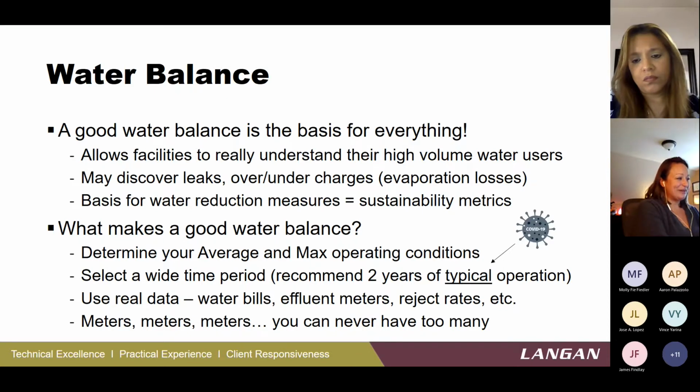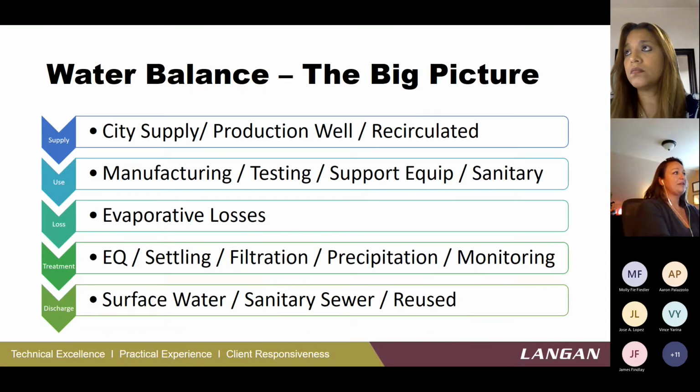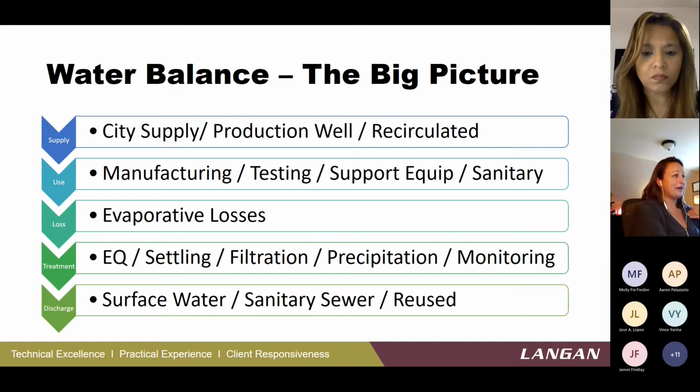And then, of course, my note here on the bottom: meters, meters, meters. You can never have too many. The more meters you have in your facility, the better a snapshot you'll be able to get of what your real water use is. So we went through this one. There's that process, beginning to end, water coming in and water going out.